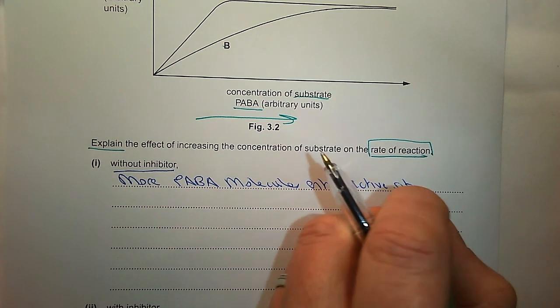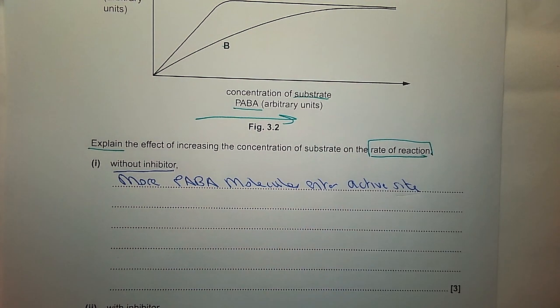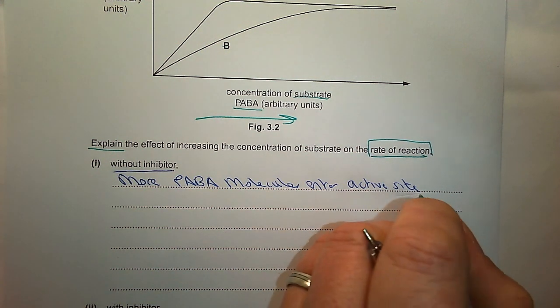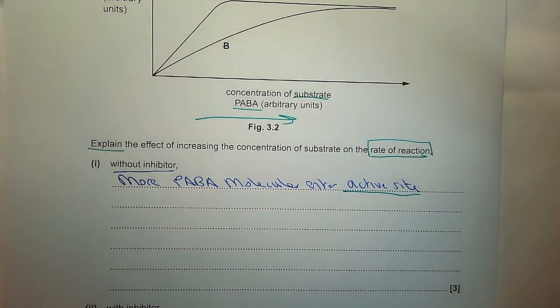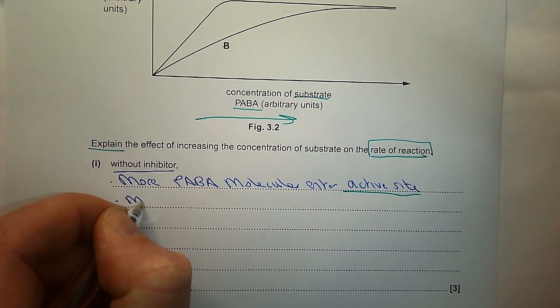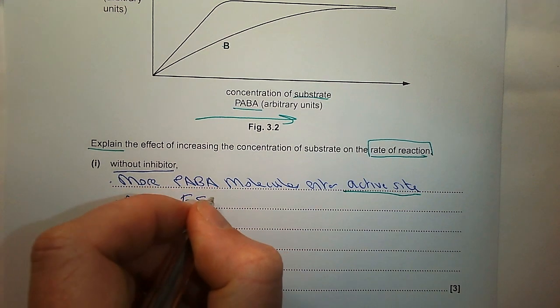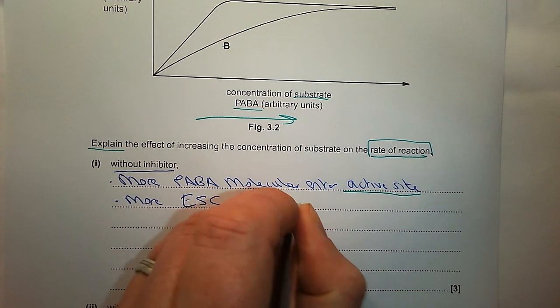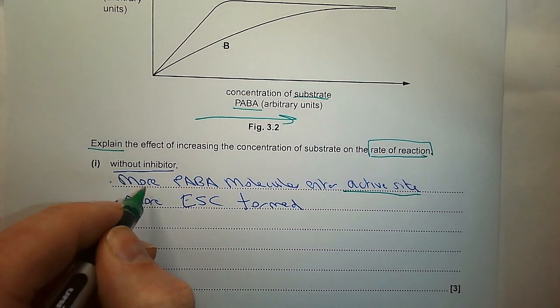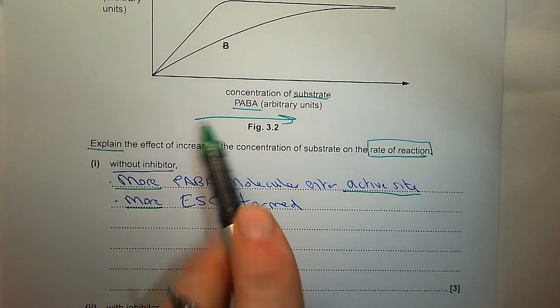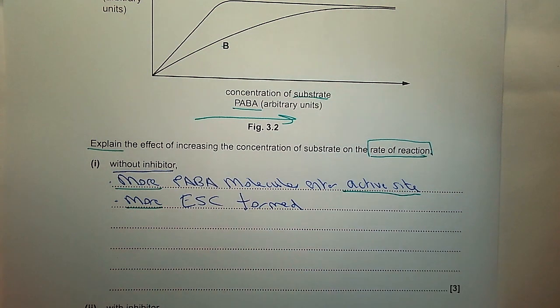It is important that we mention the active site, and that's because PABA is a complementary shape to the active site. Therefore, there's more enzyme substrate complexes formed. Don't forget we're talking about more because this is about what's happening as we increase the concentration.